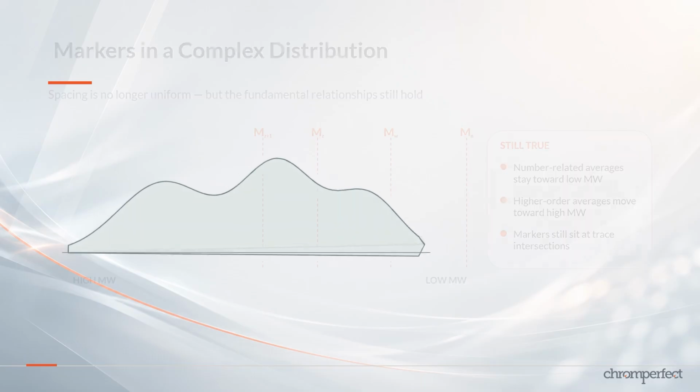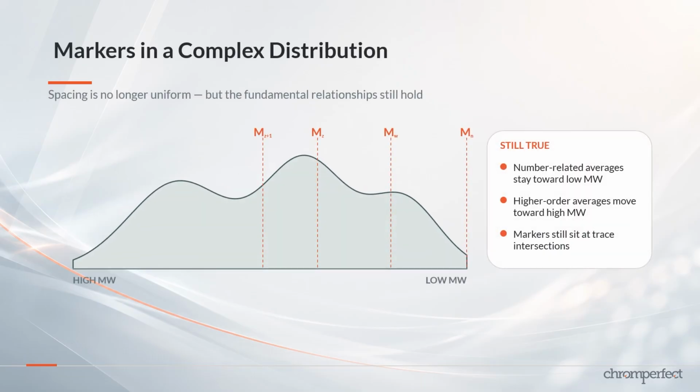The molecular weight markers are also farther apart than in the simple example, reflecting greater polydispersity. They are no longer equally spaced because the chromatographic distribution is not a single Gaussian peak, and the relationship among the weighted averages is no longer uniform. Nevertheless, the order remains the same.